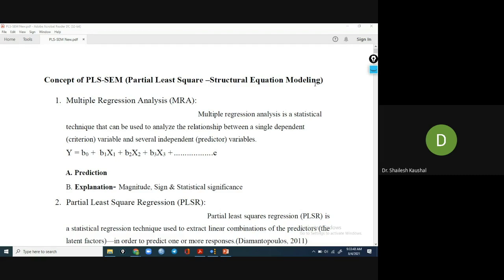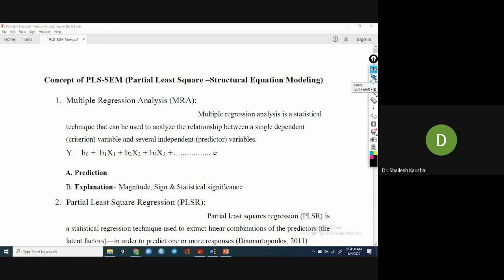Okay, now what is the concept of PLS SEM? We know the concept of multiple regression analysis: one dependent variable and many independent variables like x1, x2, x3, x4, and so on. The purpose of multiple regression analysis is prediction and explanation. So first of all, we should understand the concept of multiple regression analysis and its purpose of prediction and explanation.